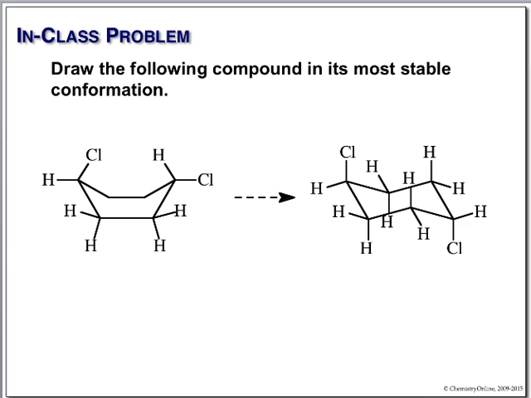Now in this thing that I've drawn, if you look at my chlorines, what is their orientation? Are they axial or equatorial? Axial. They're both axial, aren't they? And we remember, axial is bad, right? Therefore, draw this in its most stable conformation. That means you're going to have to do a ring inversion and redraw the structure.